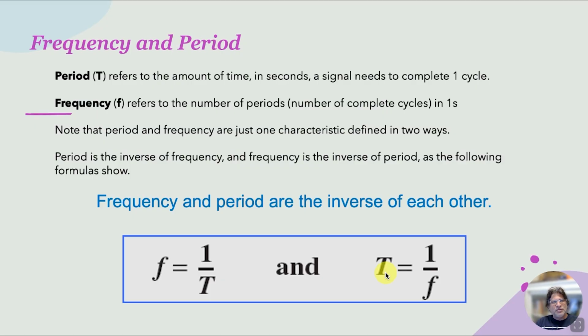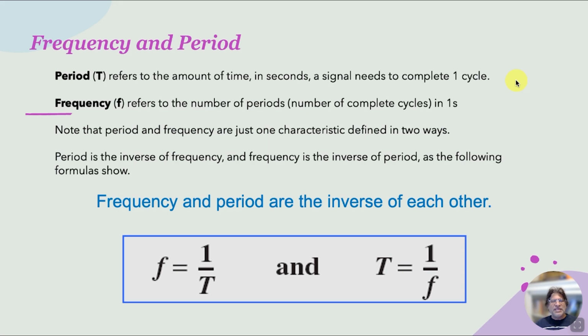So we'll continue on talking about frequency and period. Period T refers to the amount of time in seconds a signal needs to complete one cycle. The frequency, on the other hand, refers to the number of periods, so number of complete cycles, that is completed in 1 second. So note that period and frequency are just one characteristic defined in two different ways.